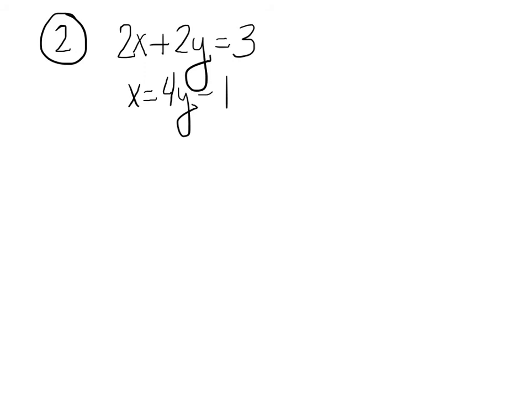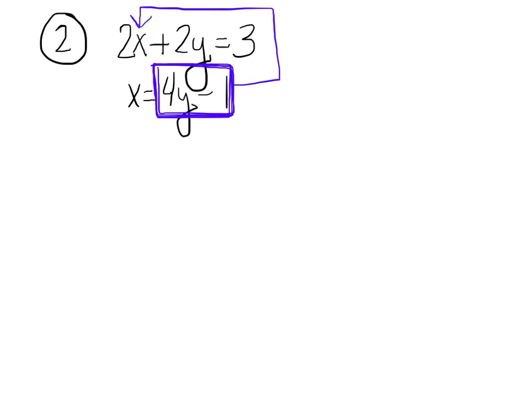Example number 2. 2x plus 2y equals 3, and x equals 4y minus 1. Step 1, make sure one of these variables is solved for, either x or y. It is. If you notice the second equation, the x is by itself, and that is what x is equal to. So I'm going to block it up here. x equals 4y minus 1. I take that and plug it into the x in the first equation.